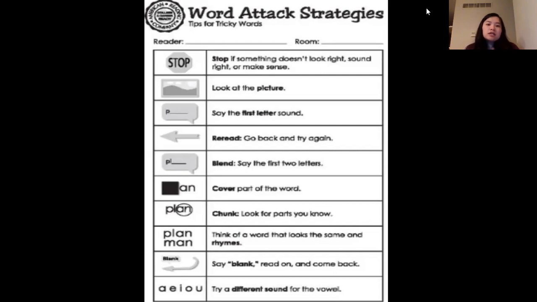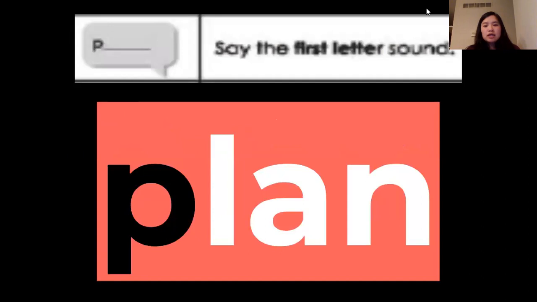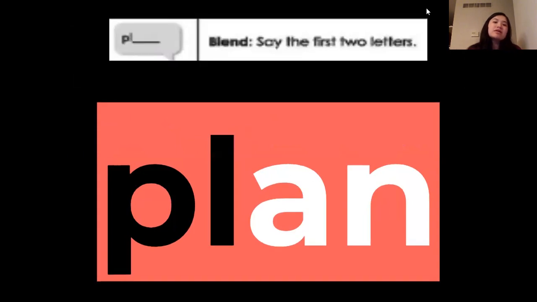choral reading, okay? So if you see a word that you do not recognize, you need to stop. If something doesn't look right, sound right, or make sense, look at the pictures and see if they can help you. And then we're going to focus on the next part by using this word here, P-L-A-N. Okay, you're first going to try to say the first letter sound. So in this case, the P is what we see because it is the letter P. Now you're going to blend. Say the first two letters that you can identify. So in this case, P-L.